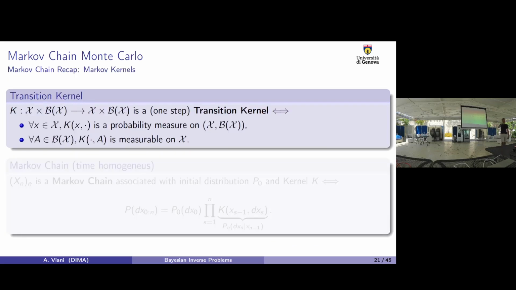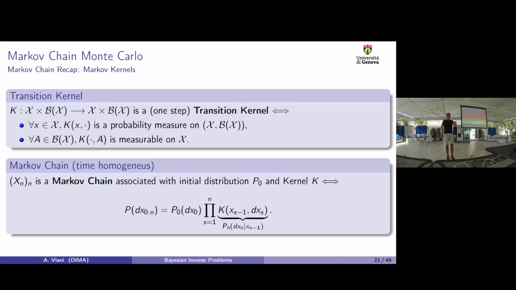We have at first to specify what a transition kernel is. Transition kernels are functions that tell us the probability of a move between the point X and a region A. So a transition kernel can be seen as the probability of being in X and moving into the region A. And we have two properties: it has to be a measure in the first variable, and a measurable function in the second variable.